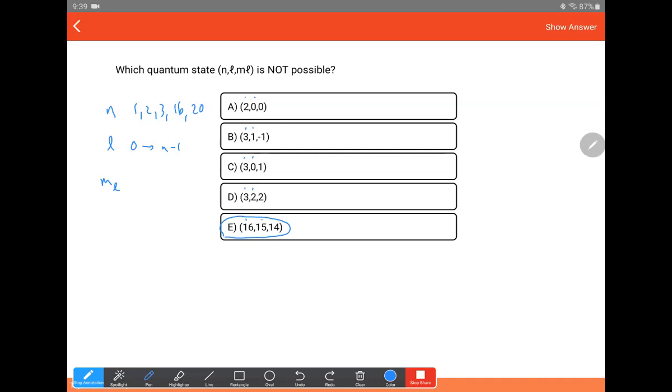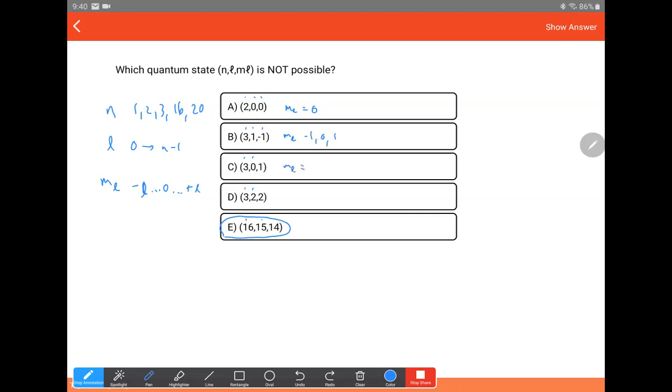Now M sub L is where it's negative L to 0 to positive L. So it's based on L, not N. It's got to be a negative or a positive version of L. Now, if L is 0, it has to be 0. The only option is 0 because there's no negative 1 or 1. So here we got 0, which is fine. Here we have a negative 1, right? So M sub L can only be 0. This one could be negative 1, 0, or 1 because L is 1.